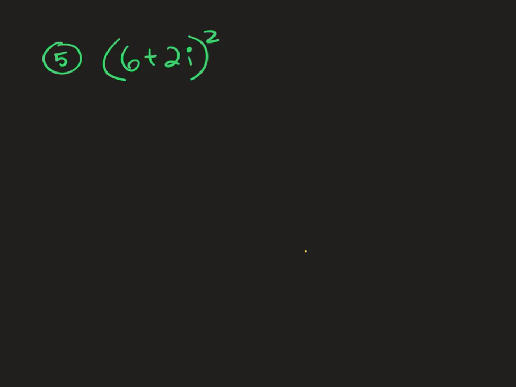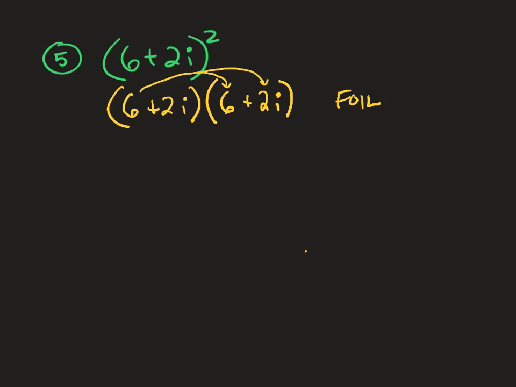Number 5, 6 plus 2i squared. Not a whole lot that's different on this one, except you'll want to write out 6 plus 2i, and then since we're squaring it, we're taking it times itself. Another 6 plus 2i. And then from there, just like the previous ones, we're just going to FOIL. Distribute the 6. Distribute the 2i. 6 times 6. 6 times 2i. In the middle, 2i times 6. And then lastly, 2i times 2i is positive 4. And then since we're multiplying i's, we've got i squared.